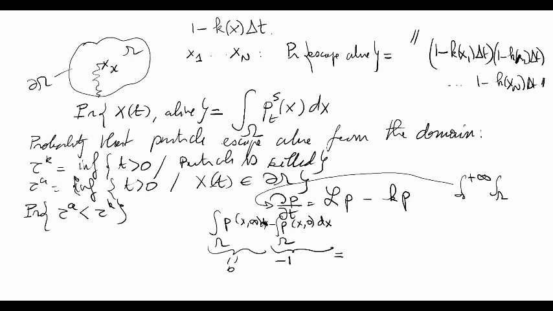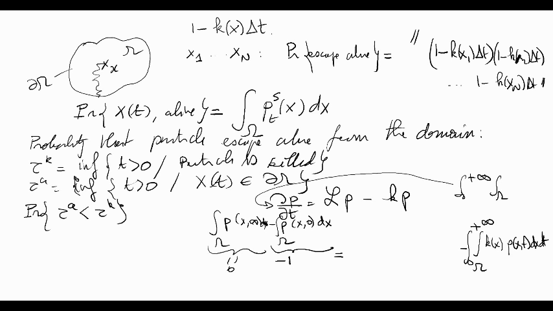Now the second term is just the integration from 0 to infinity, and over the domain omega, of k of x p of x and t, dx dt.